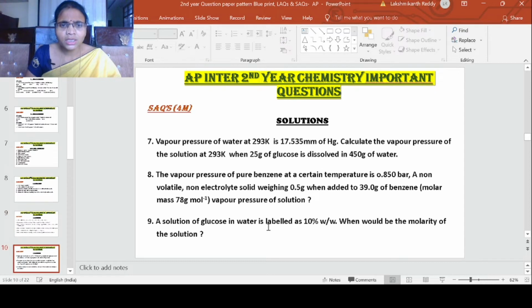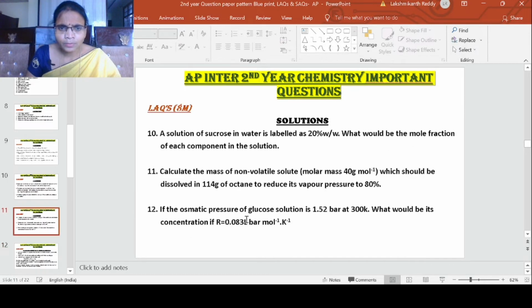Next, vapor pressure: this is a Raoult's law problem. The 7th and 8th questions are Raoult's law problems. Next, the 9th one is a molarity problem again. You can note down or take a screenshot. Next, the 10th question, a solution of sucrose labeled as, this is a mole fraction problem. The 10th one is also a mole fraction problem.